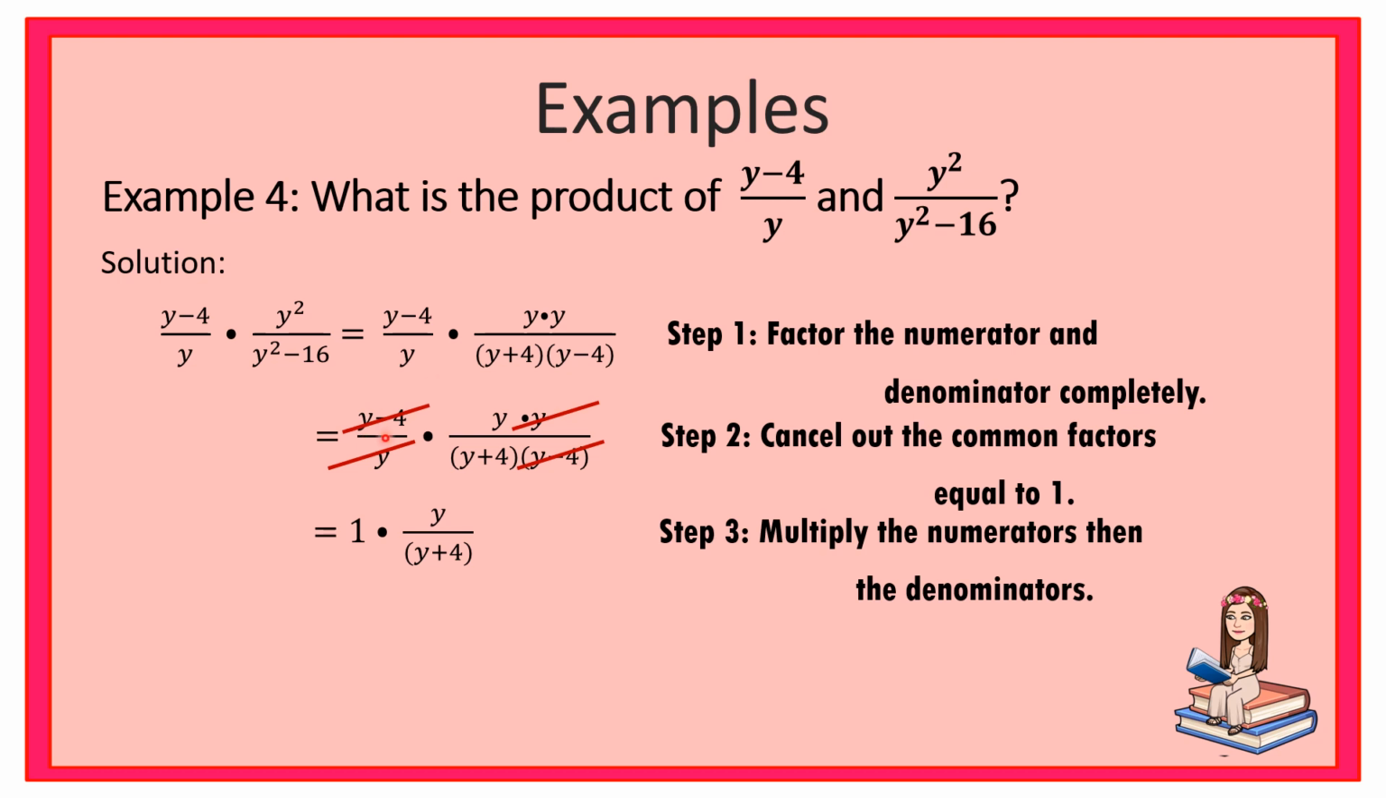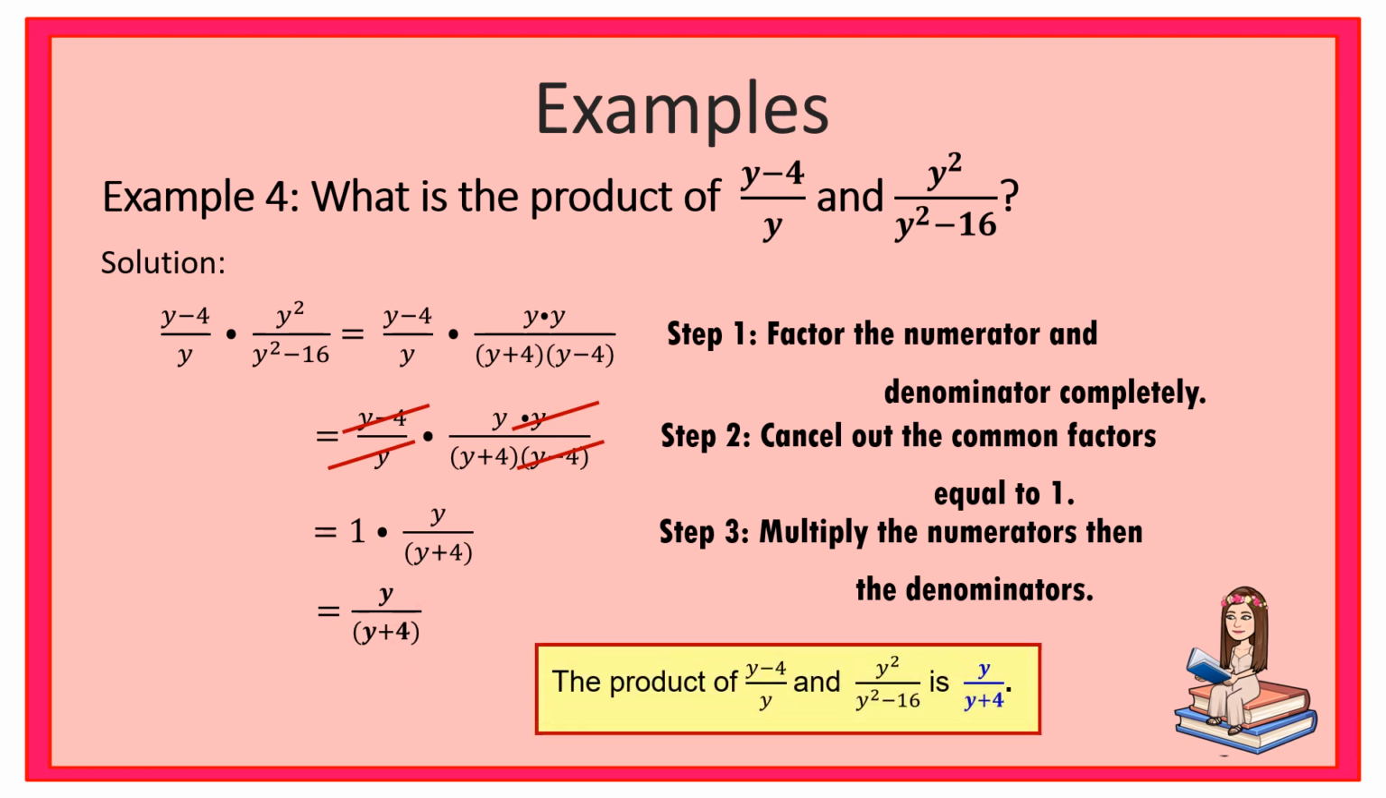Take note ha, when you cancel out everything, that is equal to 1. Nabanggit ko yan nung simplifying. And then sa kabila naman, we have y over y plus 4. And simplifying, we have y over y plus 4, which is our product.